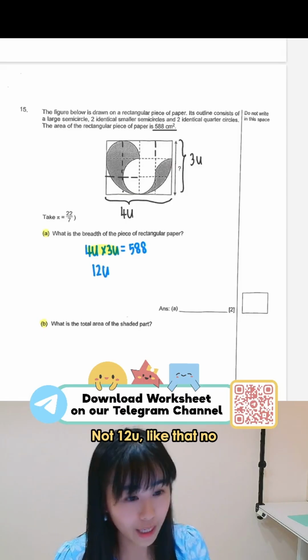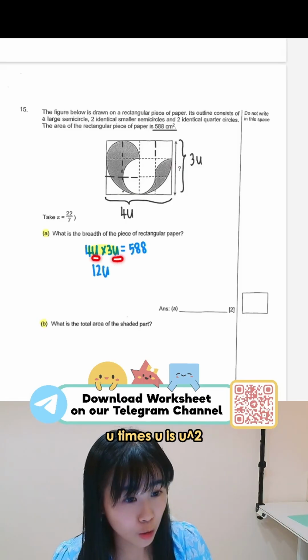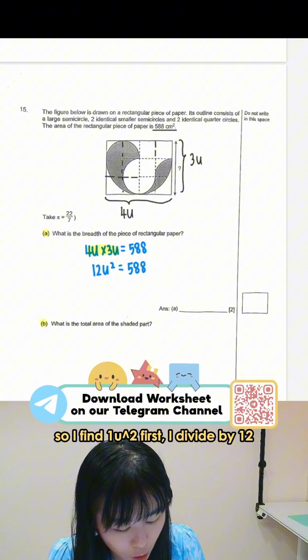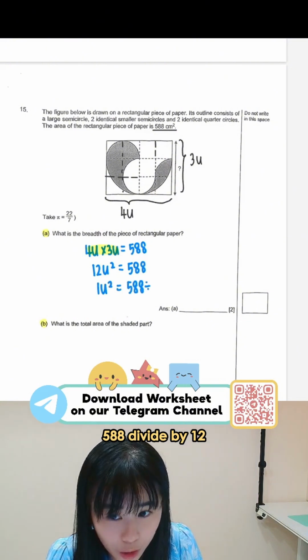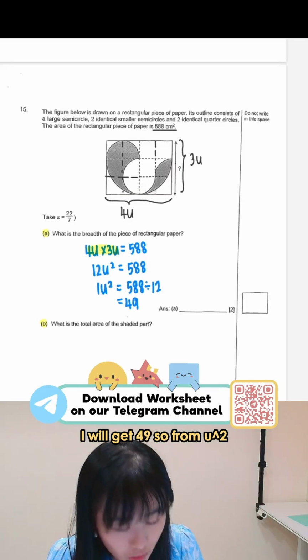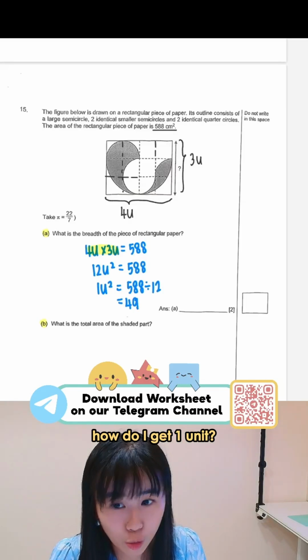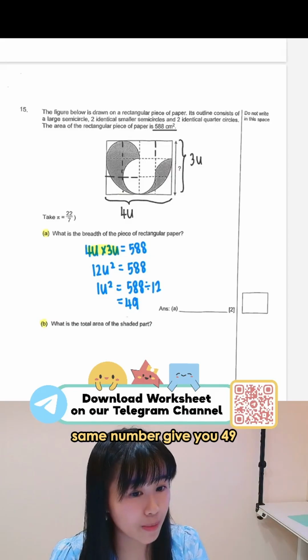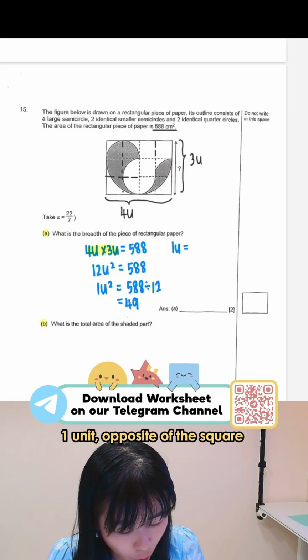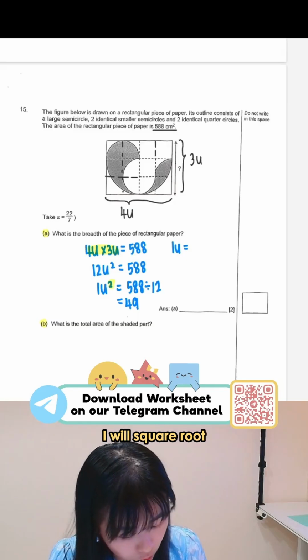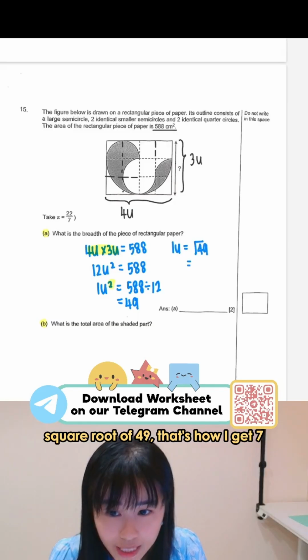Not 12u, like that, no. U times u is u square. So I find 1u square first, I divide by 12. 588 divided by 12, I will get 49. So from u square, how do I get 1 unit? It must be same number times same number give you 49, right? So to get 1 unit, opposite of the square, I will square root. Square root of 49. That's how I get a 7.